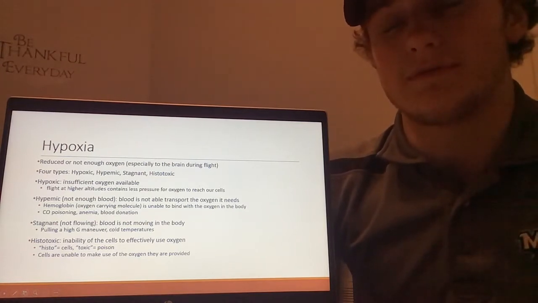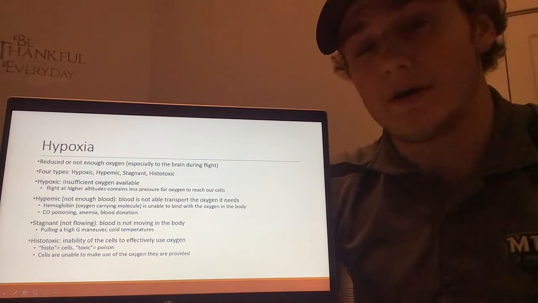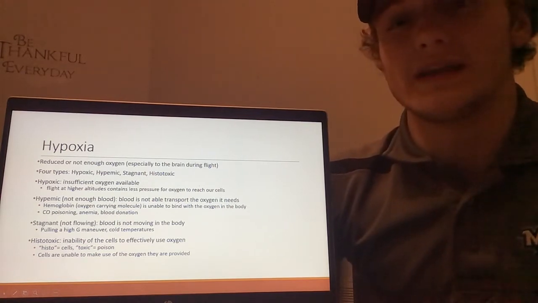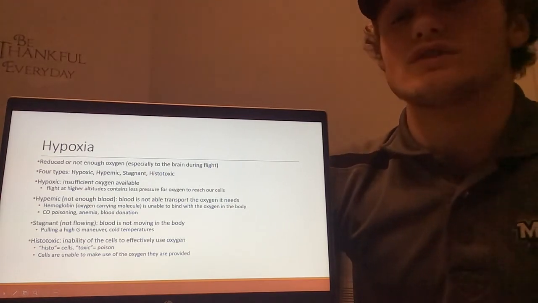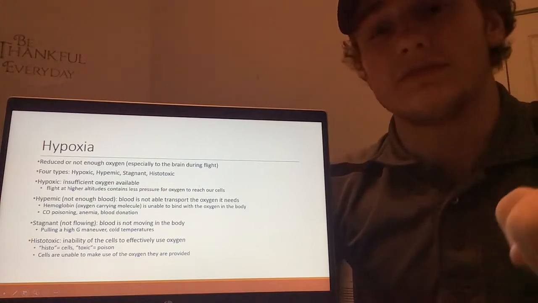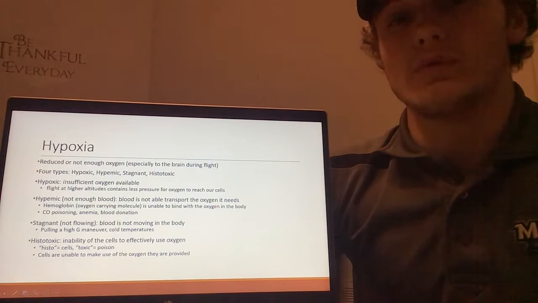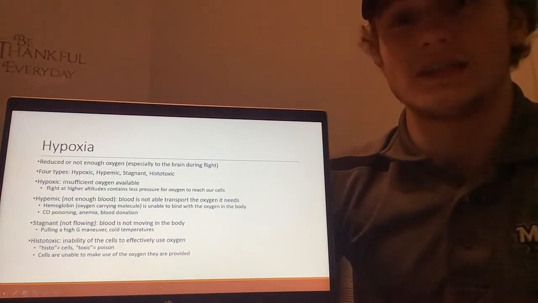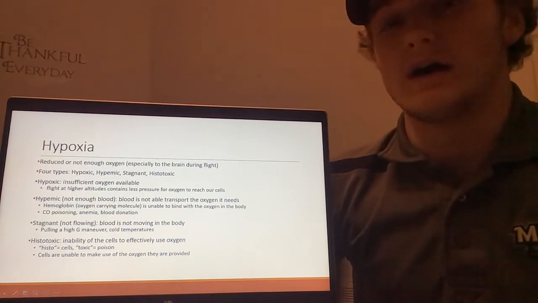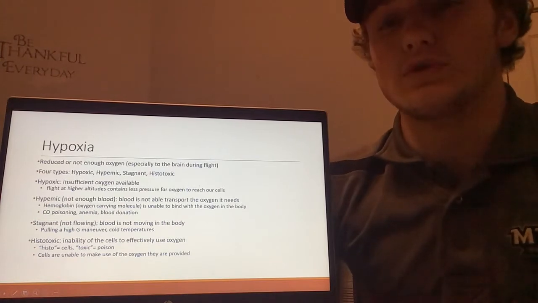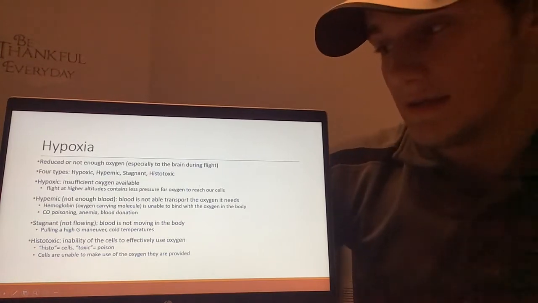The next type of hypoxia is stagnant hypoxia, which is basically where the blood is not able to move. So the blood can bind it, there's enough in there, the oxygen's there, but there's no blood flowing, which comes from the word stagnant, not moving. So the blood is not able to move the oxygen to where it needs to be.